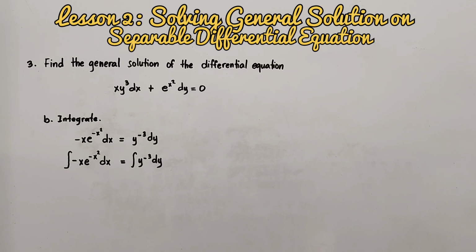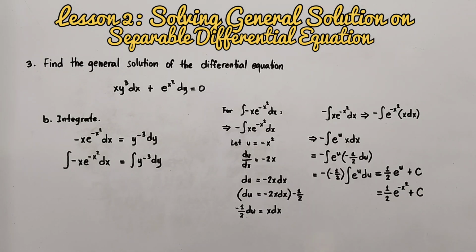Let us first integrate the complicated side, which is on the left. For the integral of negative x e power negative x squared dx, since the numerical coefficient of x is negative 1, we will get negative 1 outside the integral sign, or simply, the negative of the integral of x e power negative x squared dx. We will apply the chain rule by letting u equals negative x squared. So du over dx is negative 2x, and du is equal to negative 2x dx.